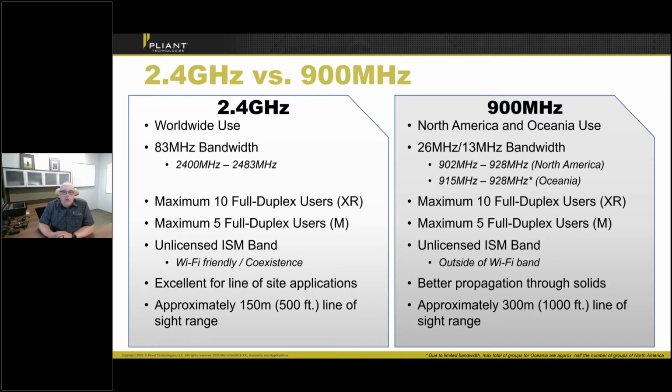Keep in mind, both bands are unlicensed. The 900 is outside the Wi-Fi band, but of course the 2.4 is within the band, but it can coexist. 900 meg is better for going around corners or propagating through solids. And as we saw, the average ranges are different between 900 meg and 2.4. So I just wanted to point that out before we wrap things up.